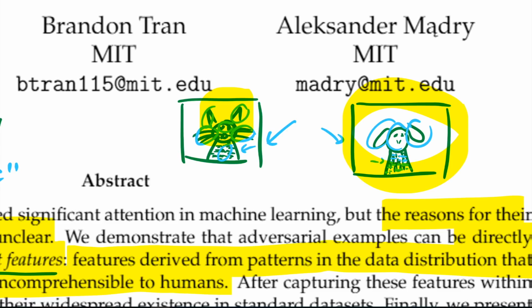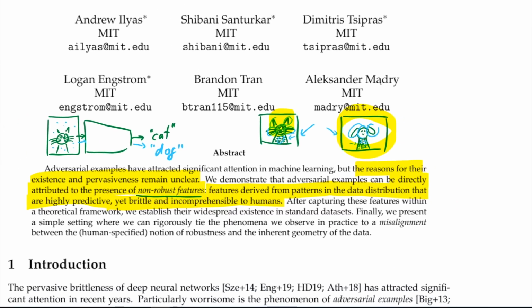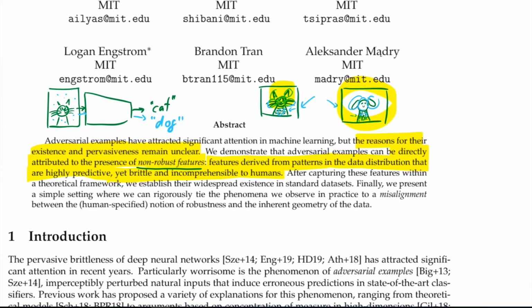And then the adversarial examples, the reason why they exist is because the classifier has picked up on these imperceptible features. And so by changing the features, we can change the classifier's decision without changing the image in a large scale. So they make this hypothesis, and they say, okay, we established their widespread existence in standard datasets, so they kind of give supporting evidence for their hypothesis.